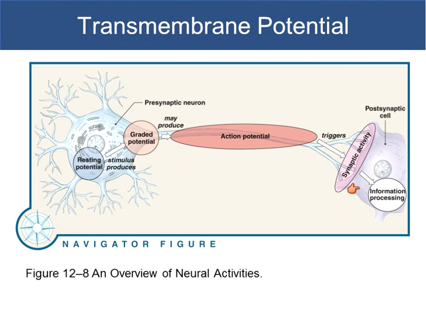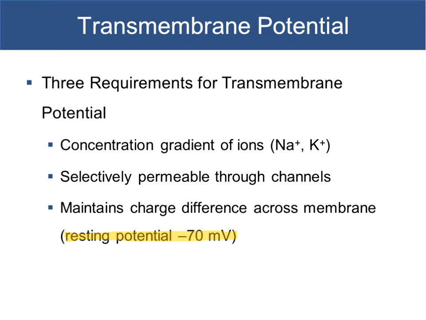And then the receiving end of it, the postsynaptic cell, will process that information. Everything on this roadmap is going to be a topic that we discuss in detail: how do we maintain resting potential, how do we generate a graded potential and then an action potential, what the synaptic activity is at the end of the terminal, and also how the cell that's receiving the message processes that information.